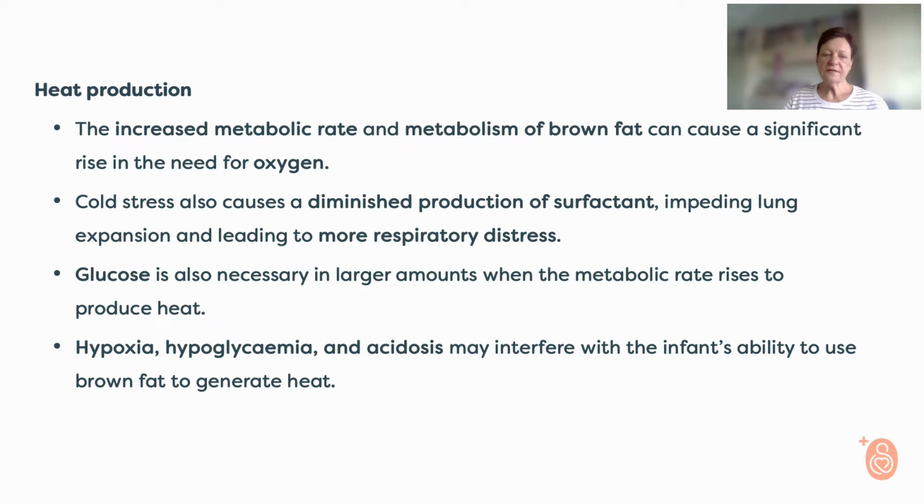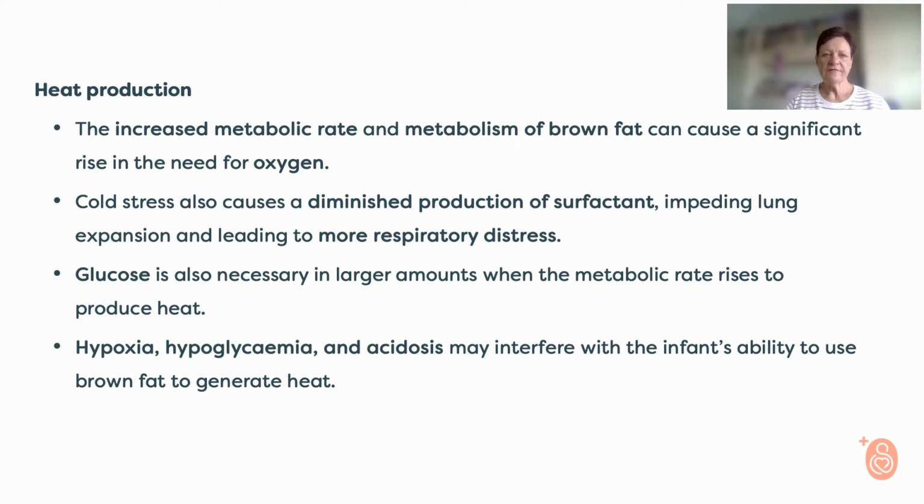So hypoxia, hypoglycemia, and acidosis, because of this heat production, and the cold baby might then interfere with the infant's ability to use brown fat to generate heat. So it's almost a bad cycle effect. The baby needs oxygen. It uses oxygen and glucose to produce heat. And if he has depleted the available oxygen and glucose, it can't produce heat anymore. So then obviously, as I'm saying, it becomes a bad cycle.